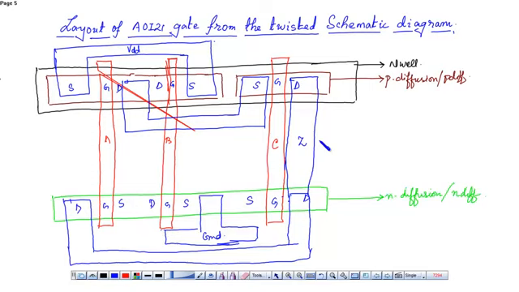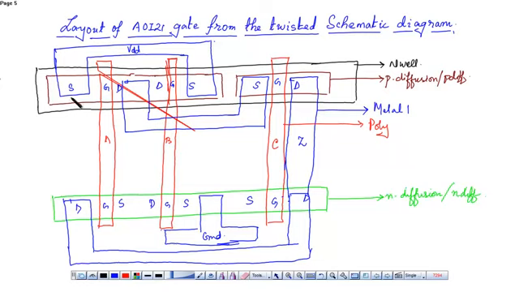Okay, now this is metal 1. This is the poly layer. Now you have to place the contacts.